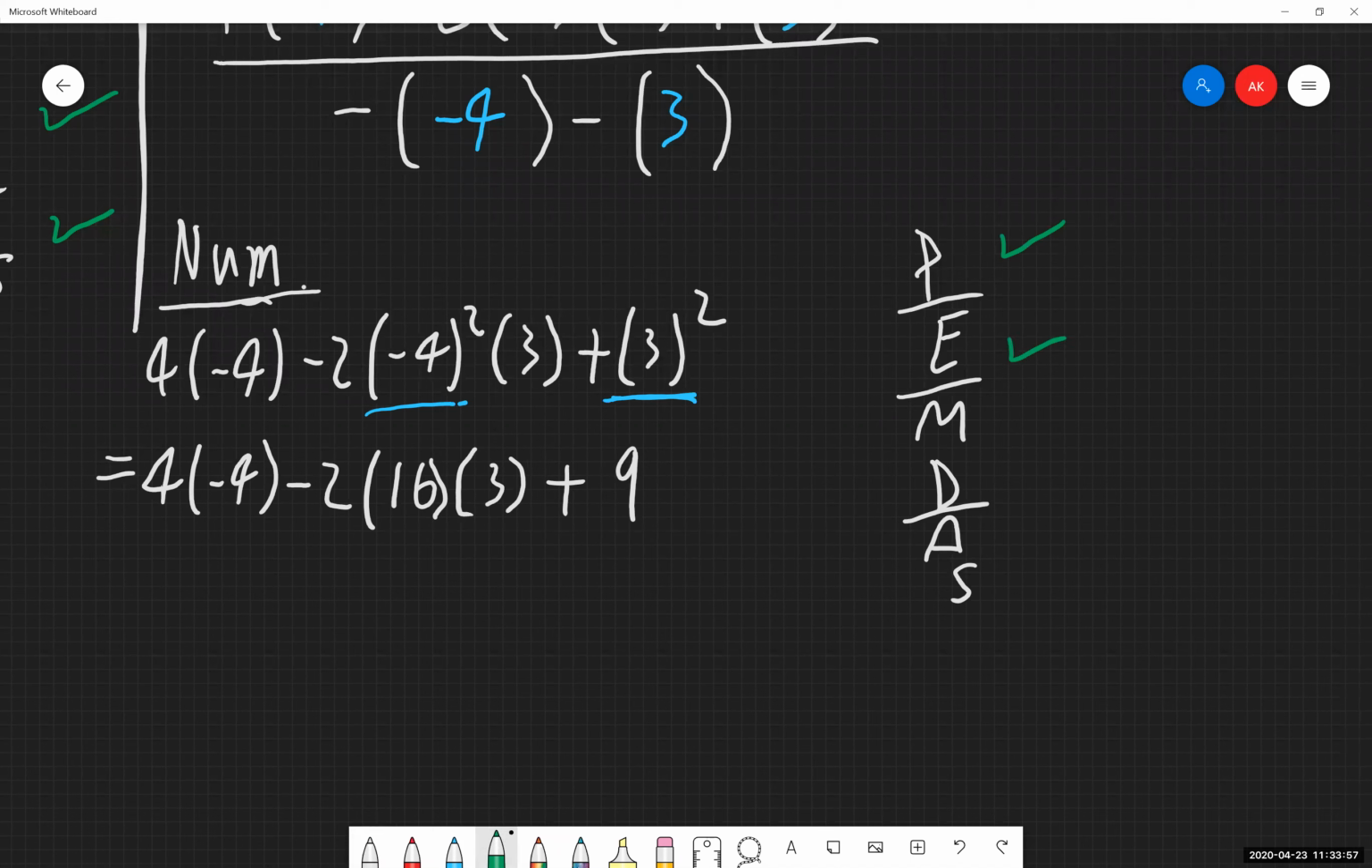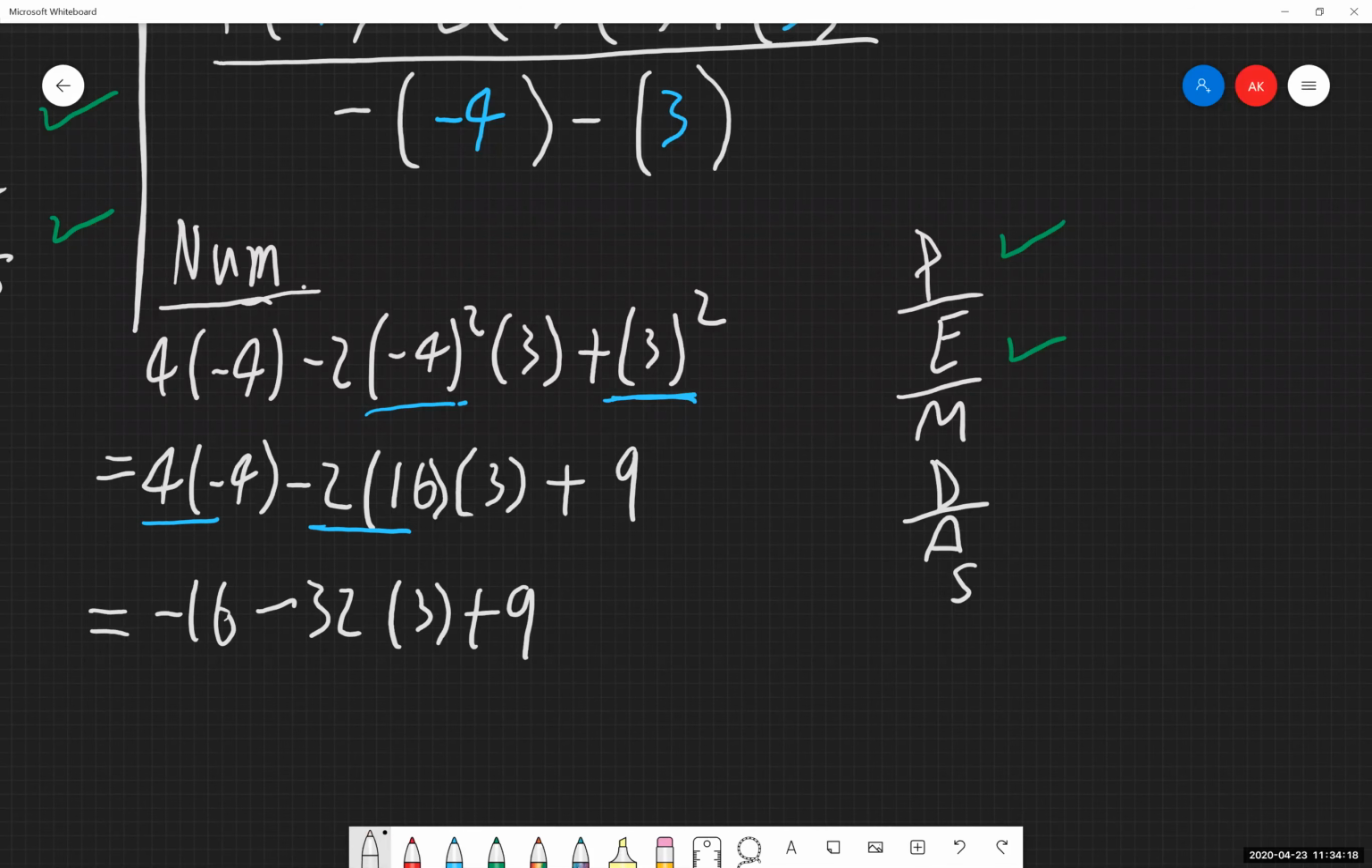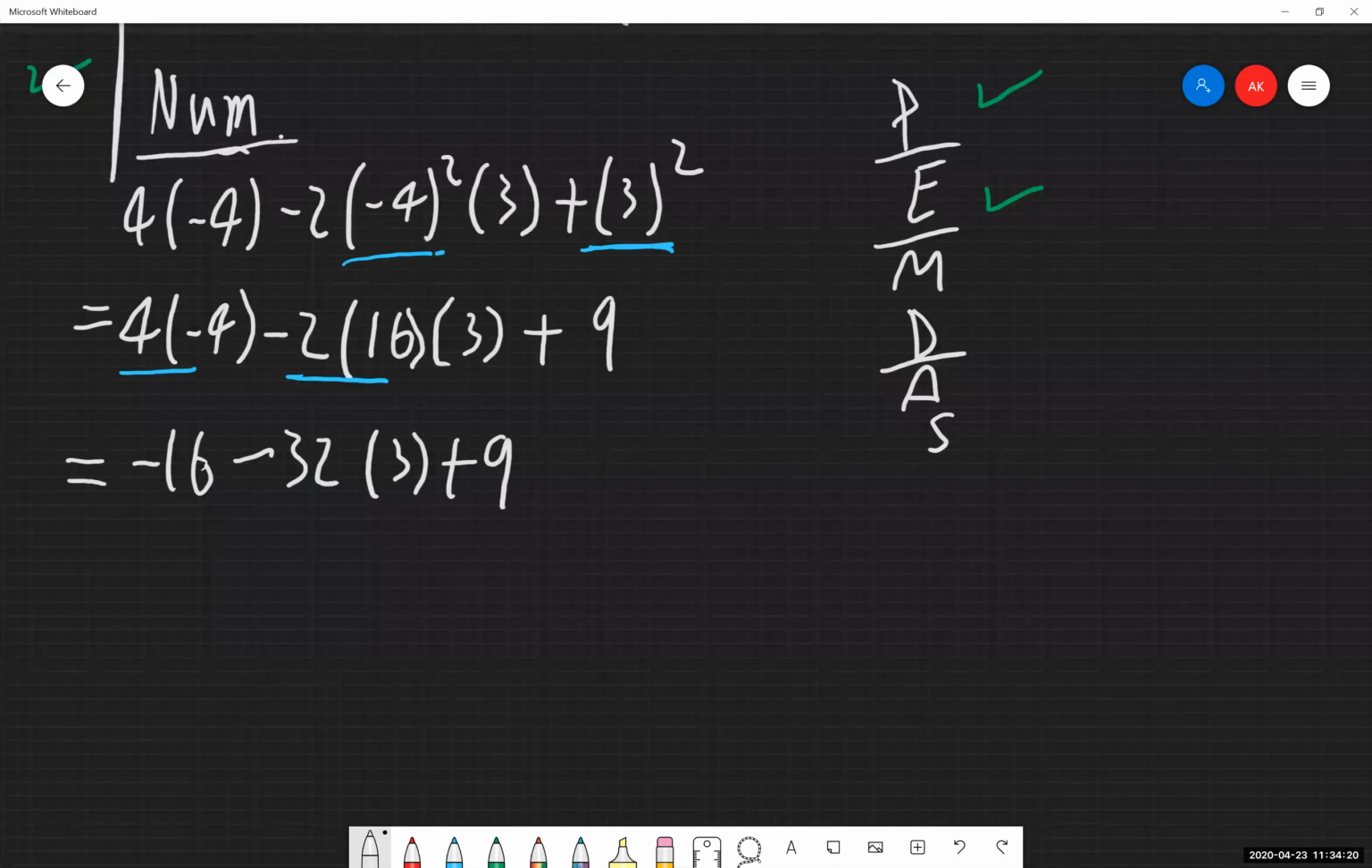My exponents are done. Moving on to multiplication and division. I have 4 times -4, that's going to give me a -16. So working with that there, I'll work with the first two here. I have -2 times 16, that's going to be -32. Still have that 3, and I have more multiplication going on. I can multiply these two things together. Let's see, -32 times 3. I believe that's going to give me -96.